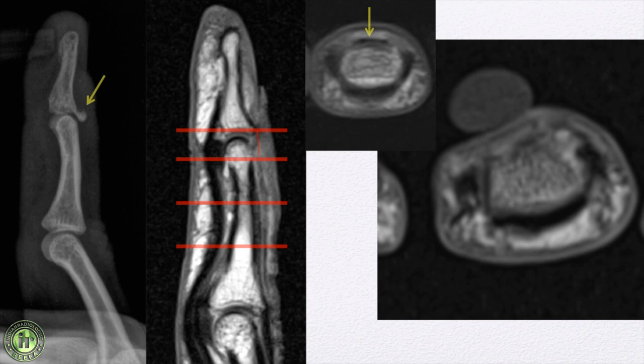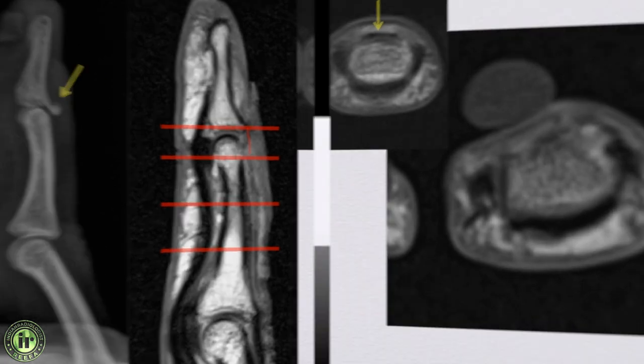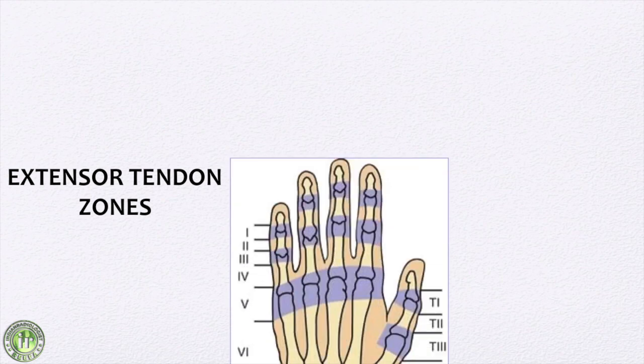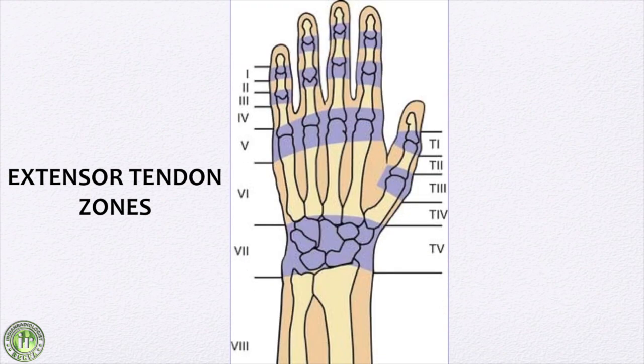Osseous avulsions are better appreciated on lateral views of the x-rays or on a sagittal view of the CT. Now with this we come to something called extensor tendon zones. These zones were made so that whatever the radiologist is reporting and whatever the orthopod is understanding from the report, they both are on the same page. And hence, to simplify our reporting, these zones were created.